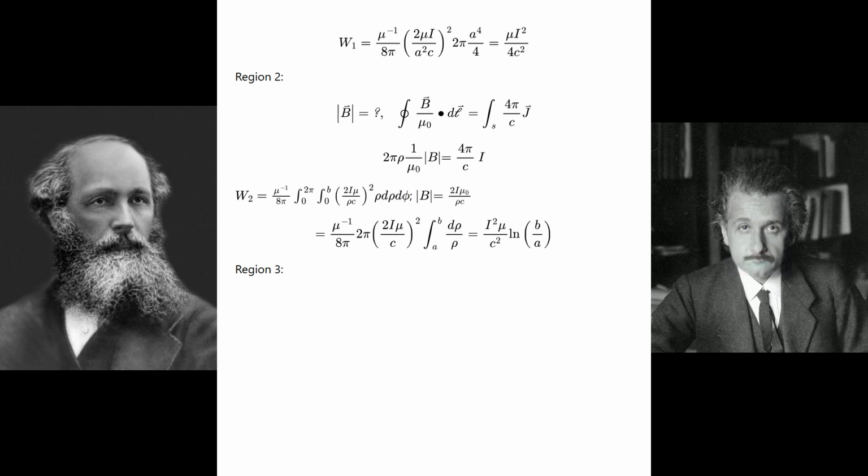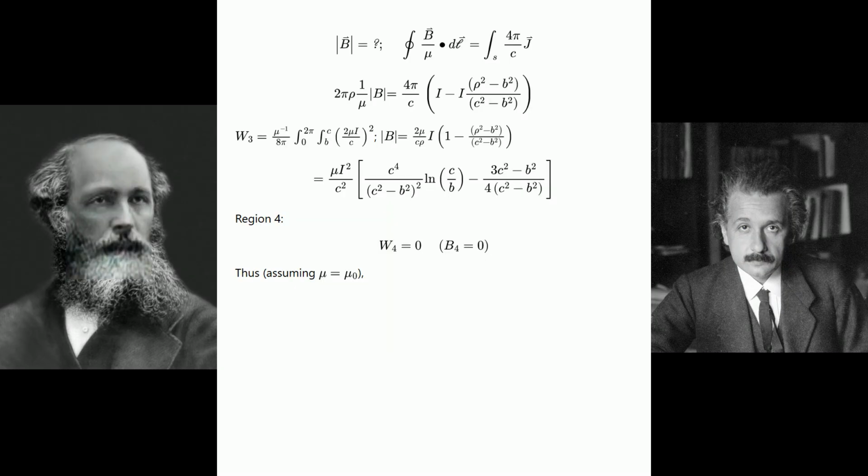Region 3. W sub 3 equals the fraction with numerator mu to the negative 1 and denominator 8 pi, the integral from 0 to 2 pi of the integral from b to c of 2 mu I over c squared. The absolute value of B equals 2 mu over c rho I times 1 minus the fraction with numerator rho squared minus b squared and denominator c squared minus b squared. Region 4. Thus, assuming mu equals mu sub 0.